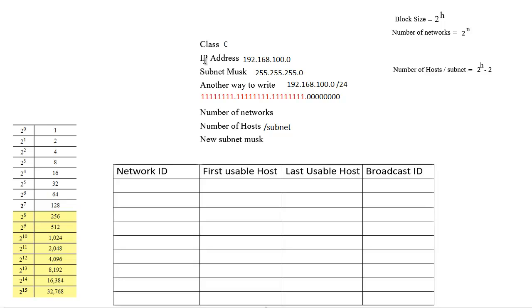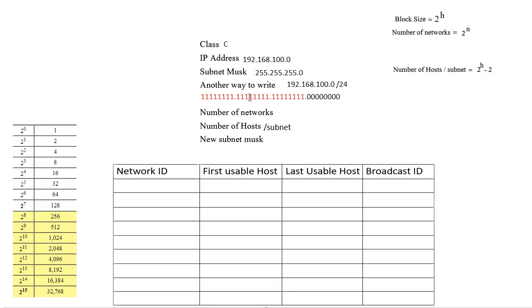Assume that your network administrator gave you this IP address and this subnet mask and asked you to create a new subnet for 50 hosts. This is a class C IP address. This subnet mask specifies how many bits are used for network and how many bits are used for hosts. This IP address and subnet mask we can write in another way as well, which is /24. This 24 means that 24 bits will be used for network and the rest will be used for hosts.